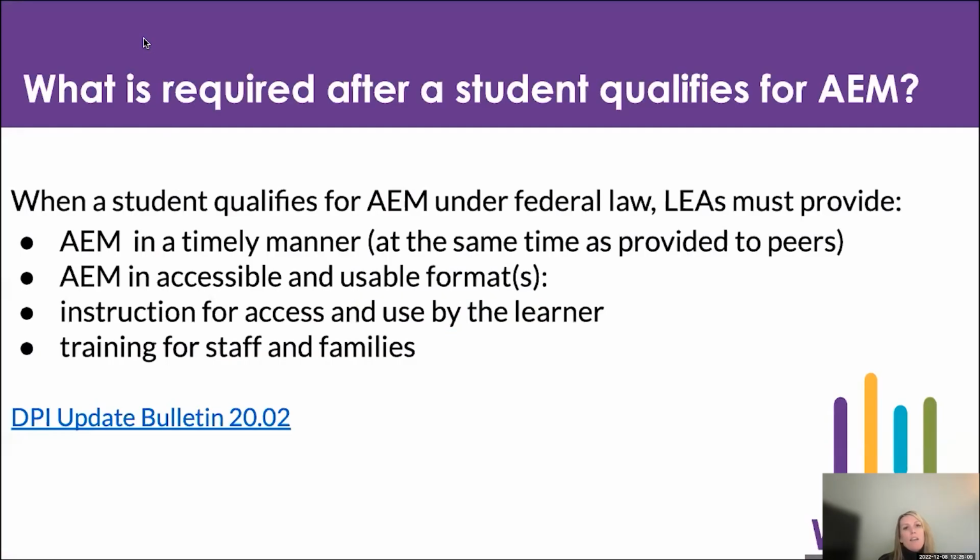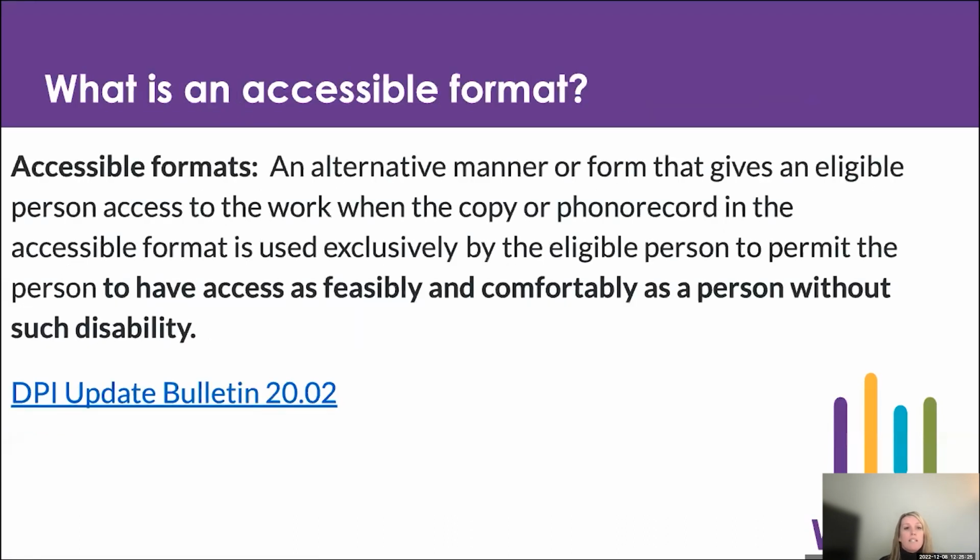Under federal law, if a student qualifies for AEM, LEAs must provide AEM in a timely manner, which means at the same time as it is provided to their peers, in an accessible and usable format. An accessible format is an alternative manner or form that gives an eligible person access to the work when the copy or phonorecord in the accessible format is used exclusively by the eligible person to permit the person to have access as feasibly and comfortably as a person without such disability. Again, that's the key point there: to have access as feasibly and comfortably as a person without such disability.